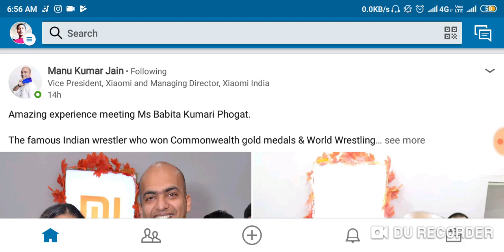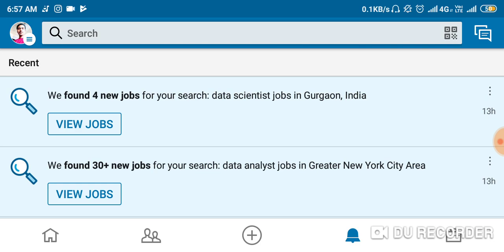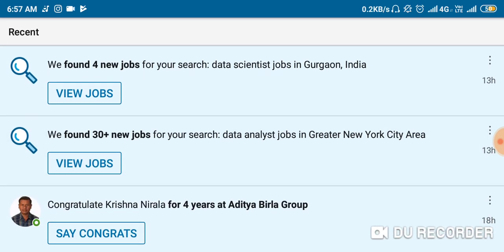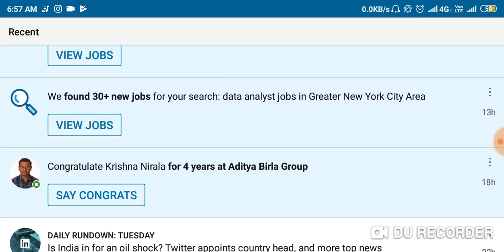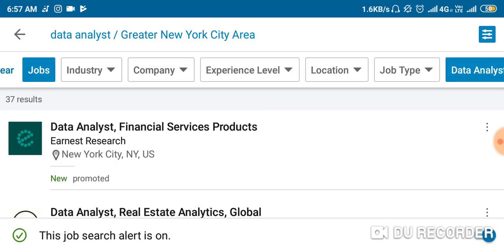Okay, so now what I should do, just press here. Look, LinkedIn is sending me a message that we found 4 new jobs for your search, data scientist jobs in Gurgaon, India. For the Greater New York City area, there are 30 plus new jobs, and this notification was sent yesterday night, 13 hours before. I will click here, view jobs, and look at what the actual jobs and opportunities are.